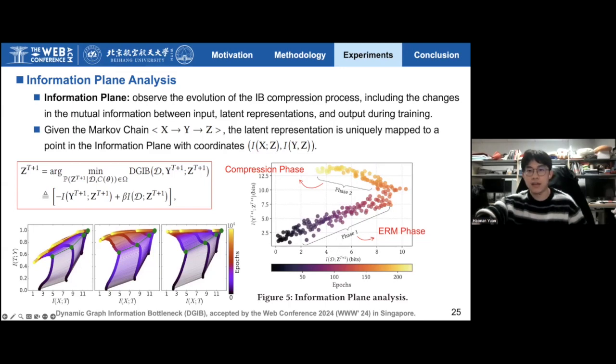The x coordinate, which means I(X;Z), begins to decline while the growth rate of the y-axis slows down and converges to the upper left corner. So this indicates our DGIB begins to take effect, leading to minimal and sufficient latent representations with the consensual constraints.